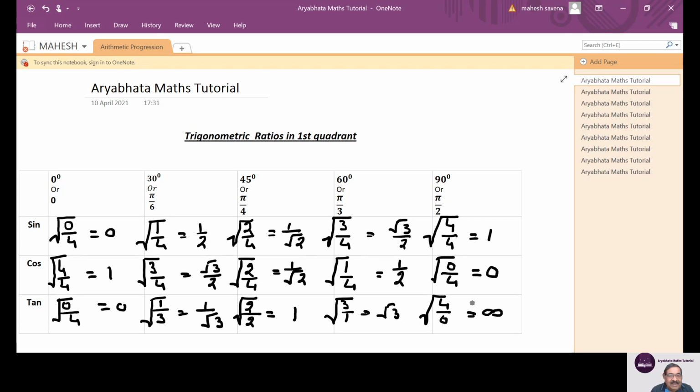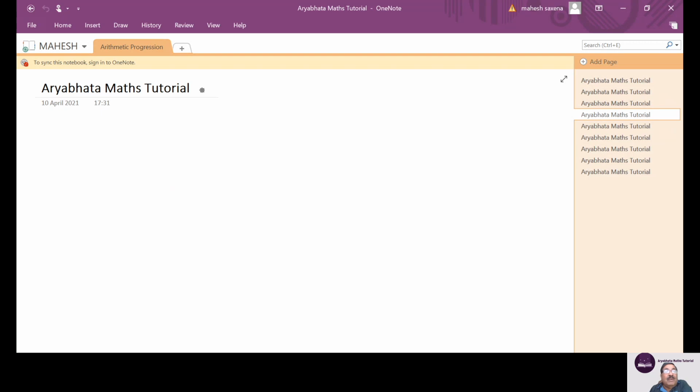Therefore, you have seen that it is very easy to find the trigonometric ratios if the angles are 0 degree, 30 degree, 45 degree, 60 degree and 90 degree. Now, we come to the other case. Suppose the angle is not given clearly. Suppose sine theta is equal to 1 by 2. Now, we want to find the trigonometric ratios of cos theta, tan theta, sec theta, cosec theta, and so on.